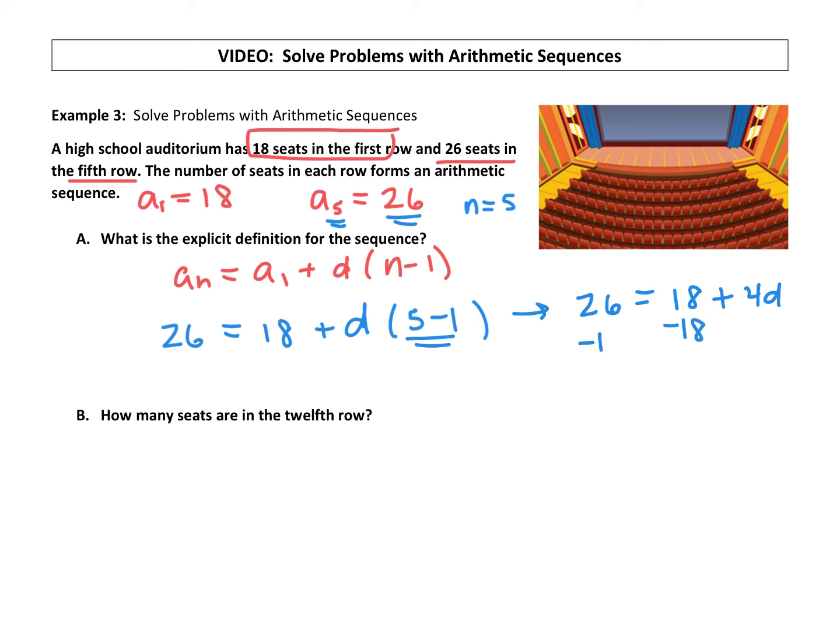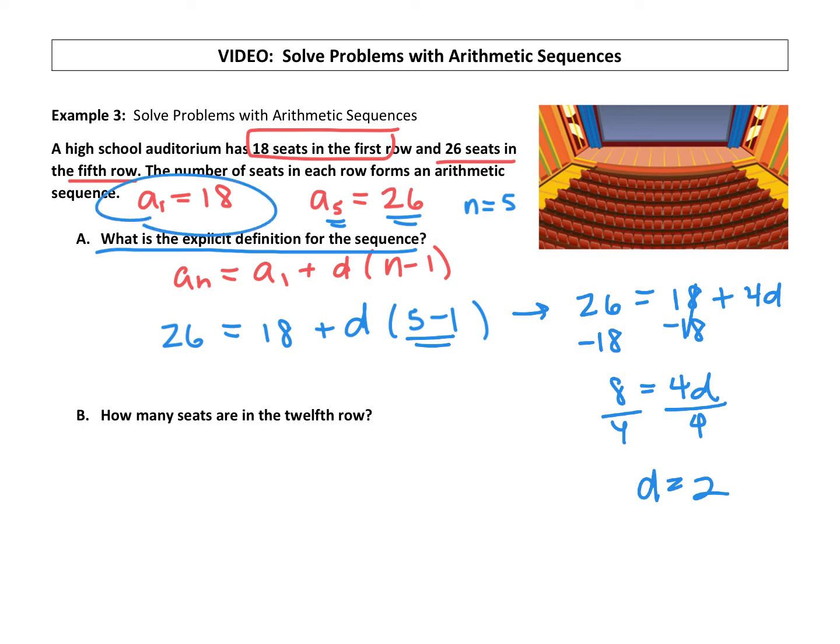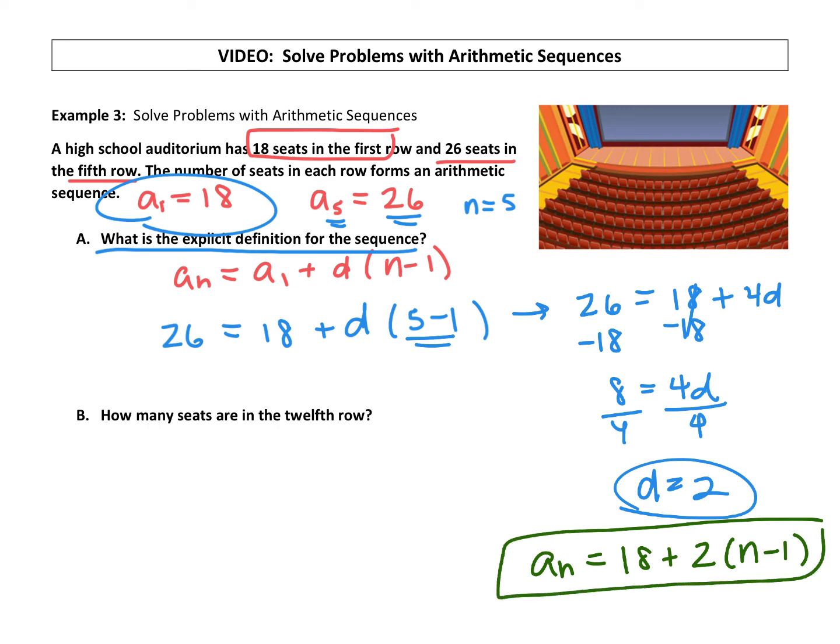And then we just solve for d. We'll subtract 18 from both sides. So we get 8 equals 4d. Divide both sides by 4. And our common difference is 2. The question was, what is the explicit definition for the sequence? You need the first term, which we have, and you need the common difference, which we now know. So we can write this formula. It's going to be a sub n equals the first term 18 plus the common difference 2 times n minus 1. That's our explicit definition.